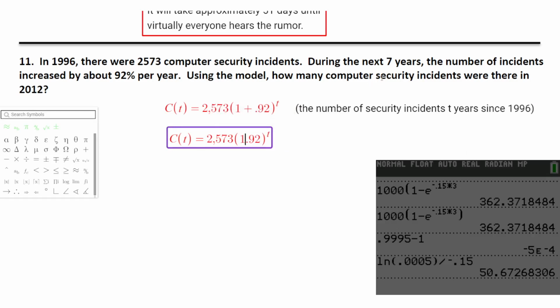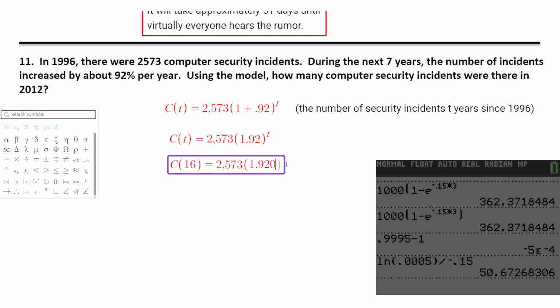So it says, how many computer security incidents were there in 2012? So in 2012, let's see, that'd be 4 and 12 would be 16. 16 years, is that right? Let's see, 4 and 12, yeah, 16. So we want T to be 16 here, 16 years since 1996. C of 16 is going to equal 2,573 times 1.92 to the power of T, and T is 16.